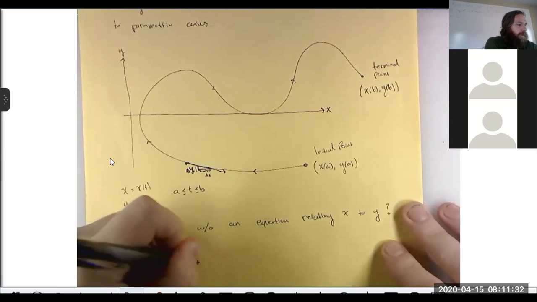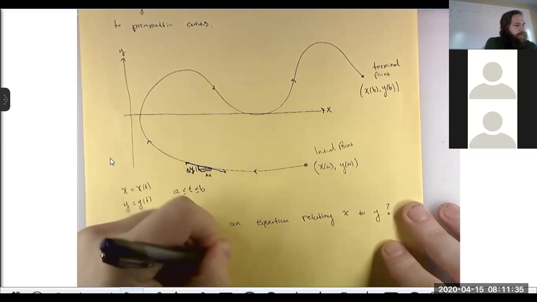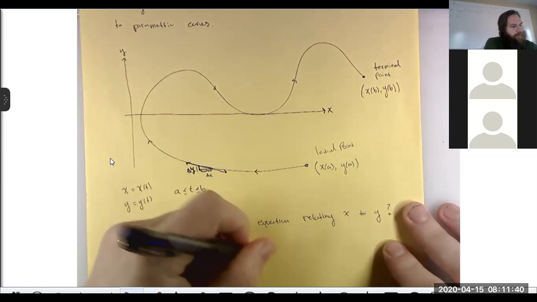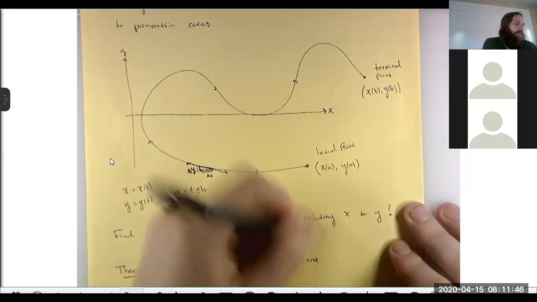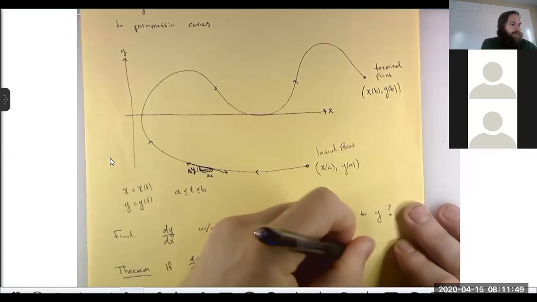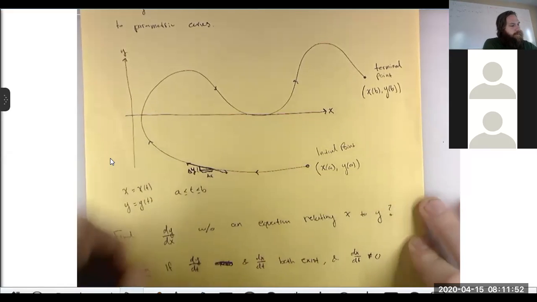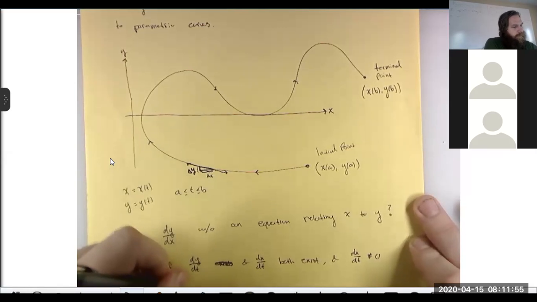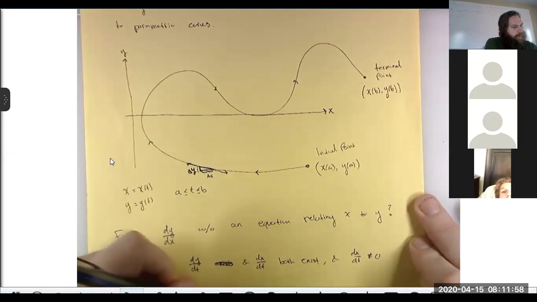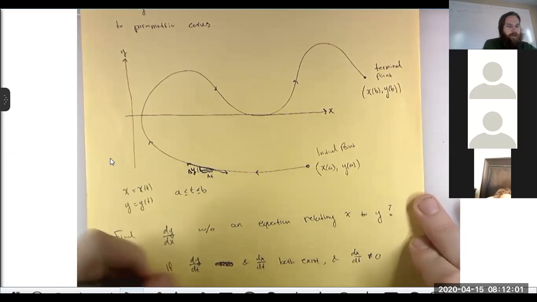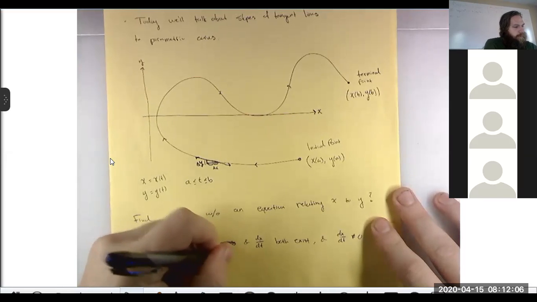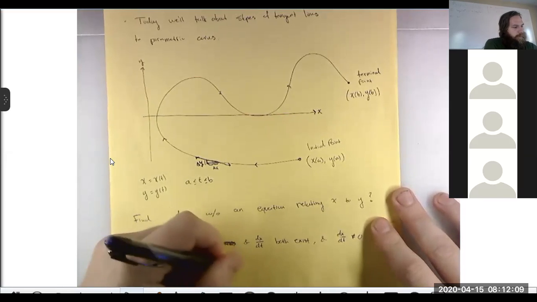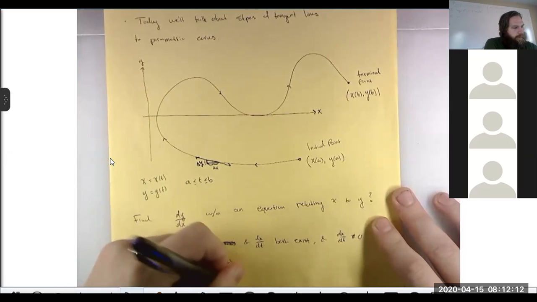If dy/dt and dx/dt both exist, and dx/dt is not equal to 0, then dy/dx, the normal slope of your tangent line, the normal derivative, is equal to dy/dt divided by dx/dt.